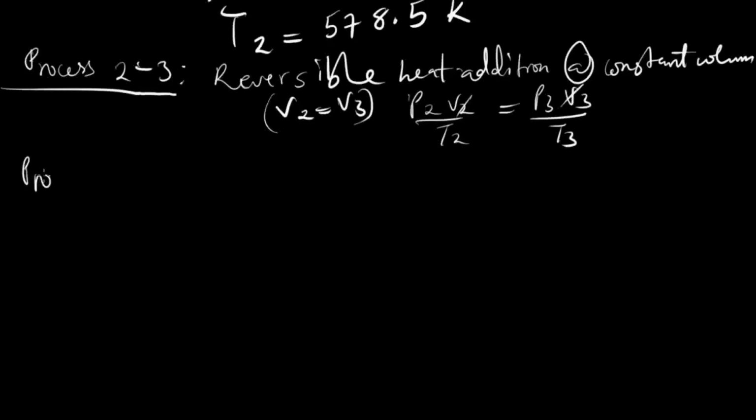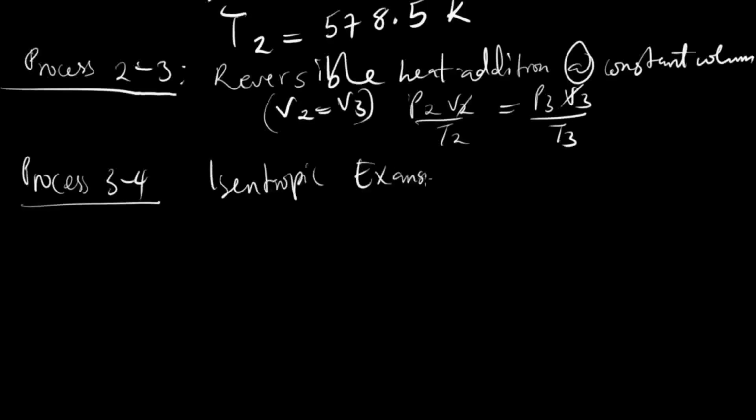That's process 3-4. Process 3-4 is the isentropic expansion. So here we have that T3 is equal to T4 RV raised to power n minus 1. Of course, you already know how we got that too.